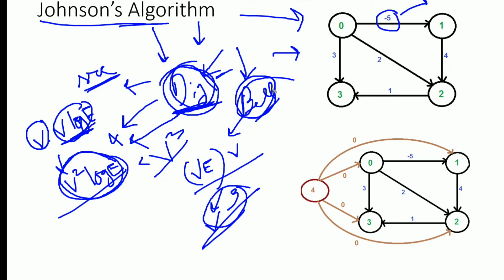So in Johnson's algorithm, step 1 is to take a vertex and connect it with all the vertices available in the graph with an edge having weight 0. From this graph, we need to reconstruct it to this graph. We add an extra vertex and connect it to all other vertices with edge weight 0. Now we'll start applying the Bellman-Ford algorithm from vertex 4.